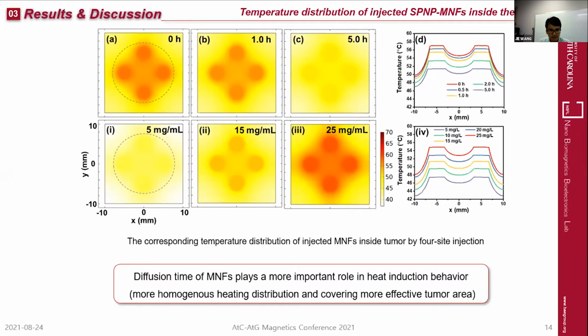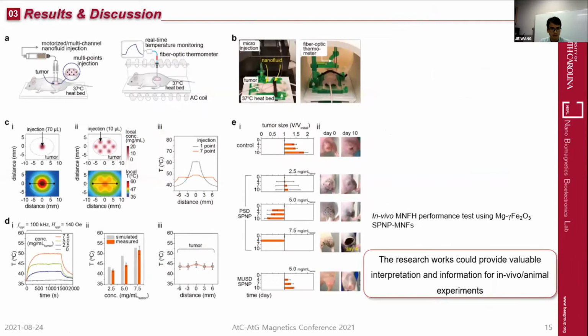So after that, we conducted our in vivo magnetic hyperthermia experiments, a magnetic hyperthermia performance test using the magnesium doped gamma phase iron oxide magnetic nanofluid. So we believe our previously proposed model, simulation results and experimental results can provide some important and valuable information, like the injection condition or injection strategy for our in vivo or animal experiments.